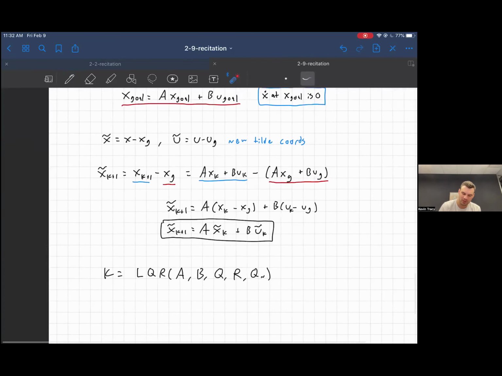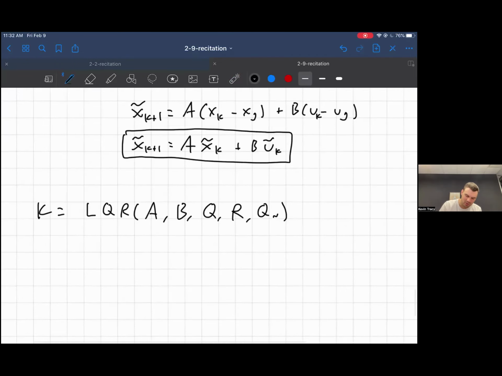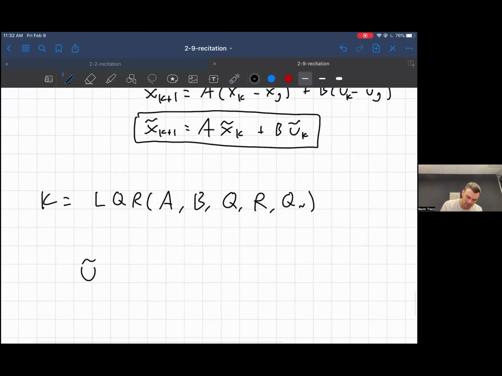So all I did right there is I showed that if I want to talk about driving the system to a specific goal, I just went and I substituted everything in. So I have these tildes. I go and I sub those in. And what I get is a linear system that looks the exact same as before, but as opposed to being x's and u's, I'll have x tildes and u tildes. So what does that mean? That means that my control policy is going to be u tilde equals negative K x tilde.